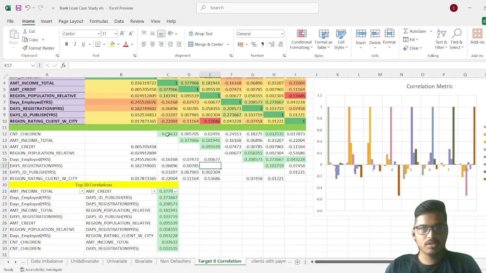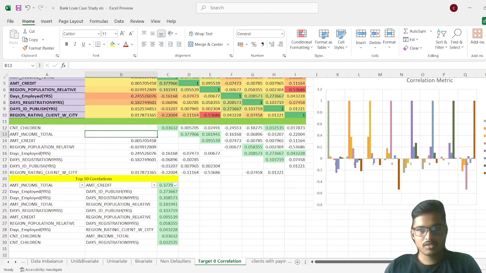Again, we can find the duplicates. Suppose the count of children is in relation with the AMT income total. But when we come to this column, again it will show here the relationship between AMT income total and the count of children. So we will have to remove this kind of duplicates because it would be a double relationship between the two columns, which we don't want. So we remove them and then we copy all these top 10 positive ones and then we drop them down here, in these two row columns.